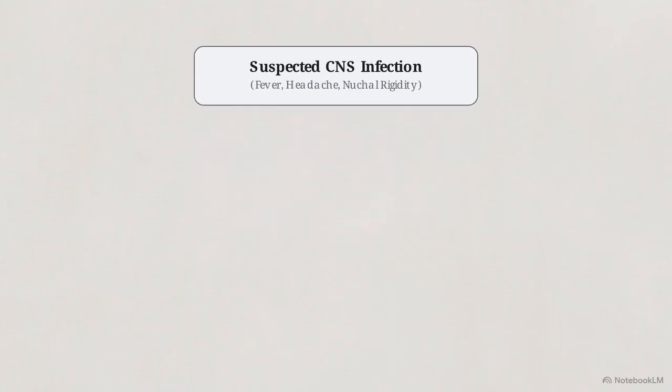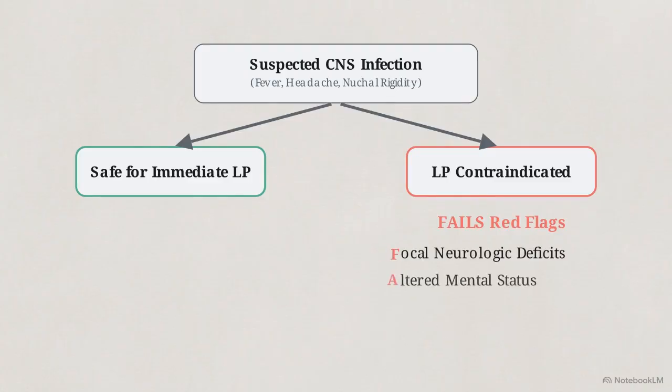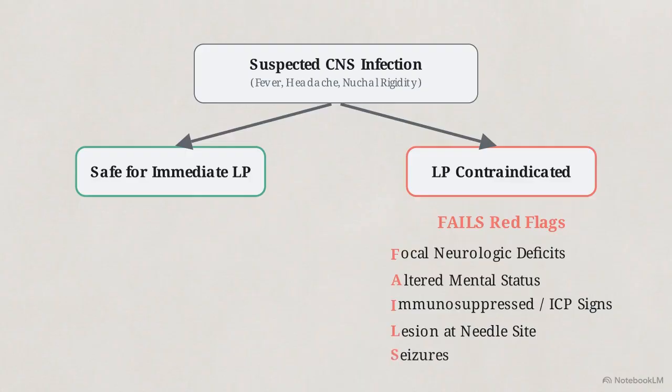The very first step forces a clinical divergence. The physician must decide immediately if it is safe to perform a lumbar puncture to sample the cerebrospinal fluid, or if that procedure must be delayed. The decision rests entirely on the FAILS mnemonic, a set of absolute red flags indicating elevated intracranial pressure. These include focal neurological deficits, altered mental status, immunosuppressed states or signs of ICP, a lesion at the needle site, and seizures. If any single FAILS criterion is present, the protocol shifts.